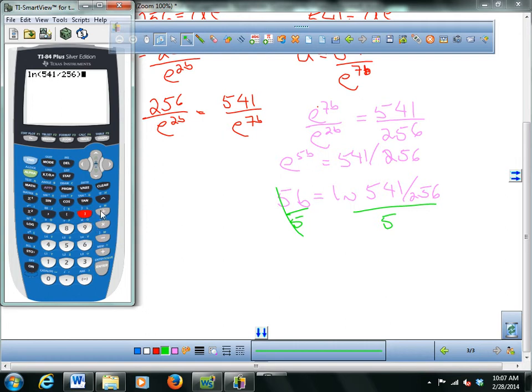I think I could just divide because it's natural log of that over that, isn't it? Let's see. Yeah, you can. Divided by 5, and I get this.